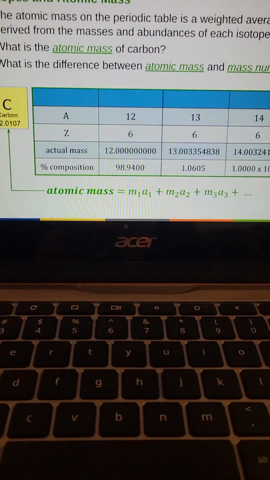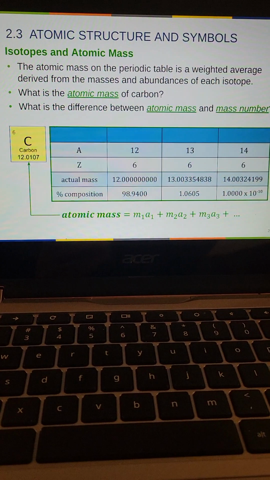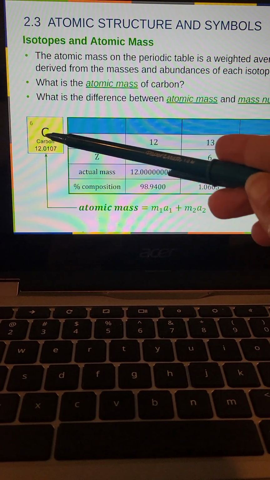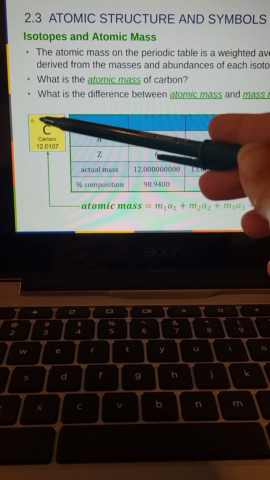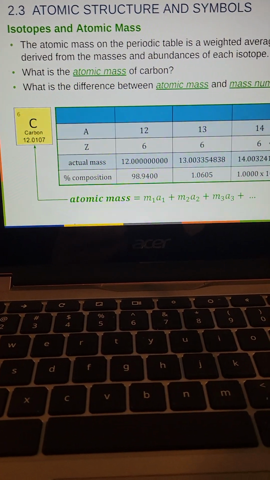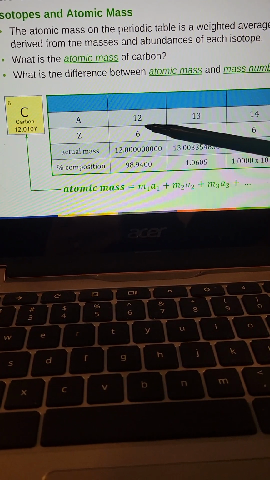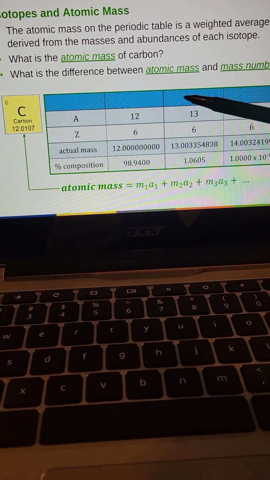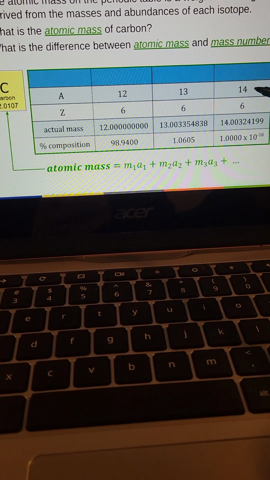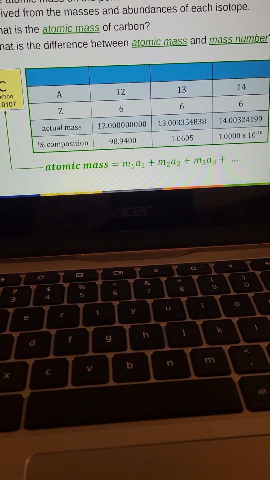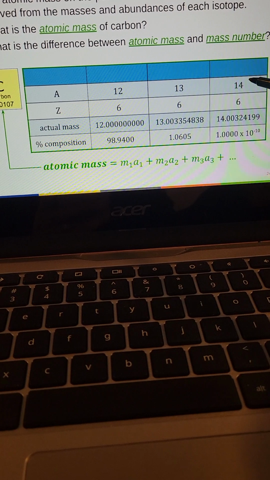So the isotopes, remember, are different versions of the same atom. So for example, we have carbon. It's always going to have the atomic number 6, so it's always going to have the 6 protons. But there are different versions of carbon, or different isotopes, that have different mass numbers. So there's carbon 12, carbon 13, and carbon 14. Because they have a different mass number, they have a different number of neutrons. Okay? So this is the mass number, that's the whole number, protons plus neutrons.